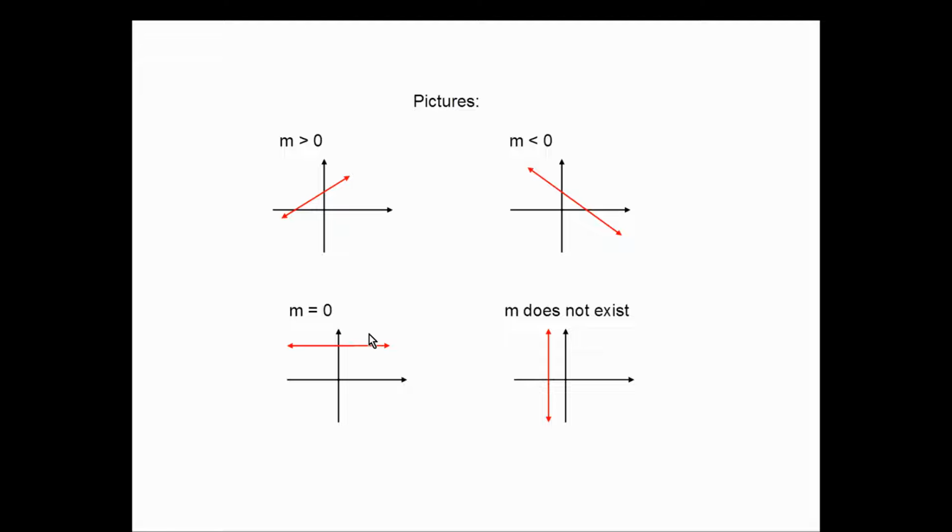Let's have a picture of these things. So here's our pictures. This one, the slope is positive. I'm going uphill as I read from left to right. In this picture, the slope is negative, so as I read from left to right, I'm going downhill. In this picture, the slope is equal to 0, horizontal line. In this picture, the slope does not exist, vertical line. Remember, this one is not a function. All of the others, the other 3, they are functions.